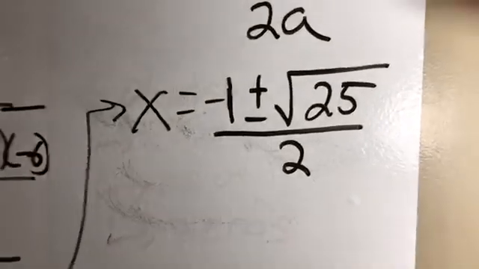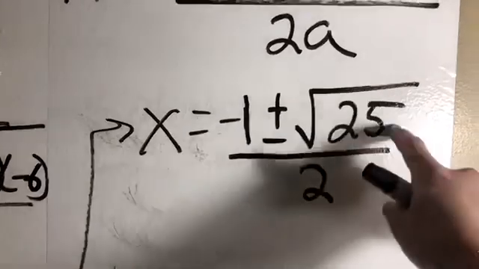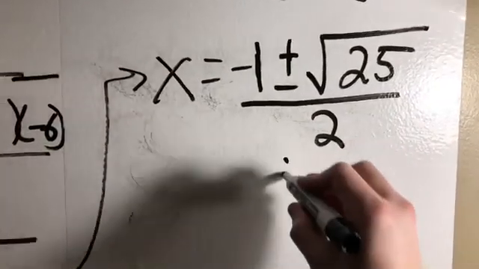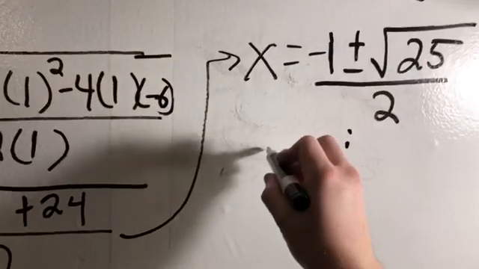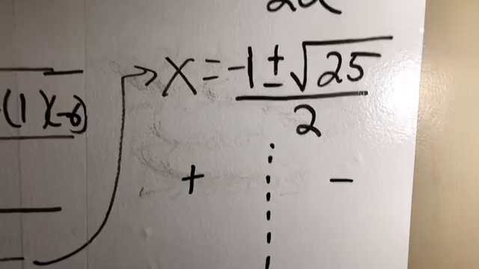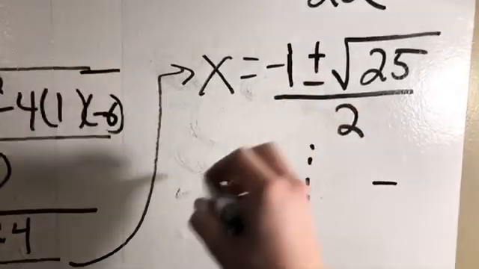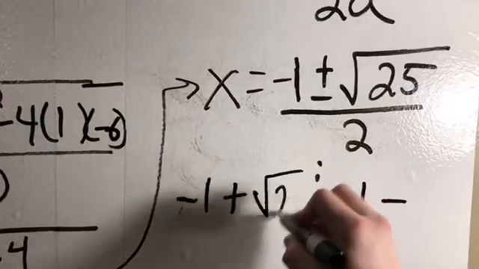Now at this point, we have 2 different answers. We're going to get a positive and a negative. So once we get to one answer here, we're going to split this up into 2 cases. The first case is going to get the plus sign. The second one will get the minus sign. We're just splitting it up. Now everything else will be the same. -1 goes out front. Square root of 25.